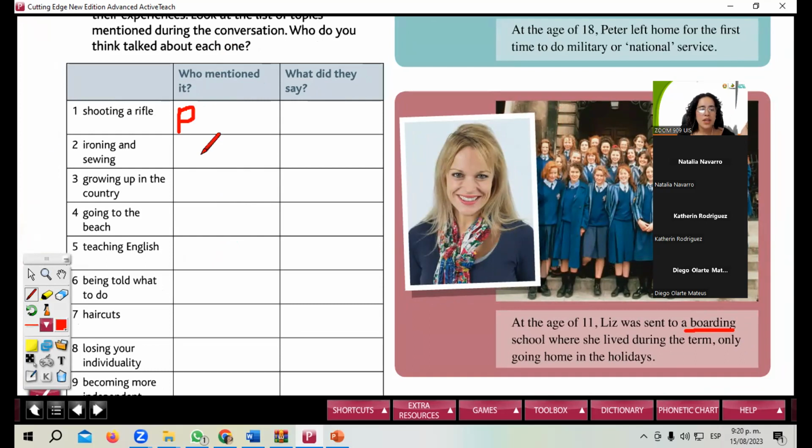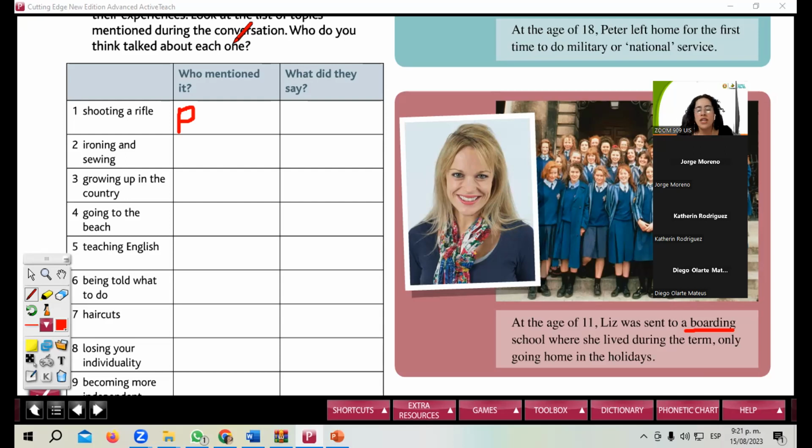The second one, Jorge, please read the second situation. Okay, teacher. Ironing and sewing. Do you know what this is? Iron or to sew? Yes. Ironing is planchar. No, teacher. When you have a button from your shirt that is loose, you lose a button, you sew it again to the shirt. Coser? Yes. This is sewing.